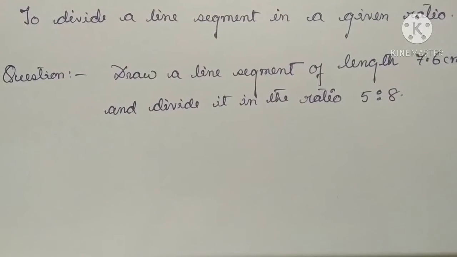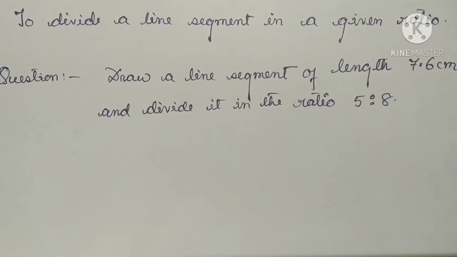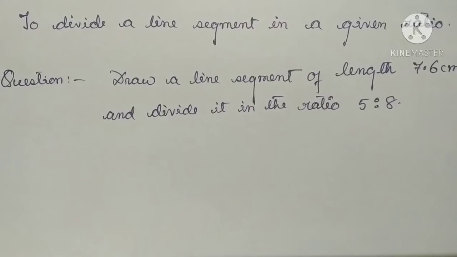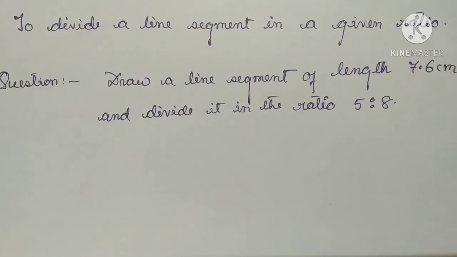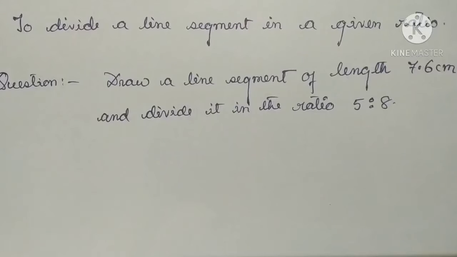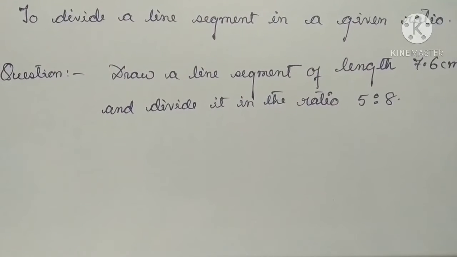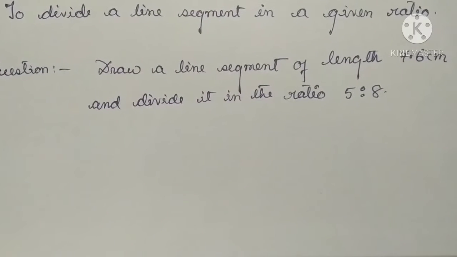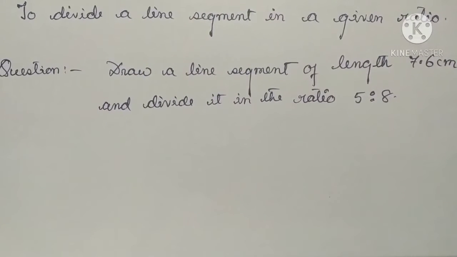Hello my dear students. Today I am going to discuss a topic from NCERT Class 10 Maths book. The chapter's name is Construction, and the topic that I am going to discuss today is to divide a line segment in a given ratio. So in order to do this one, I am taking one question. The question is, draw a line segment of length 7.6 cm and divide it in the ratio 5:8.